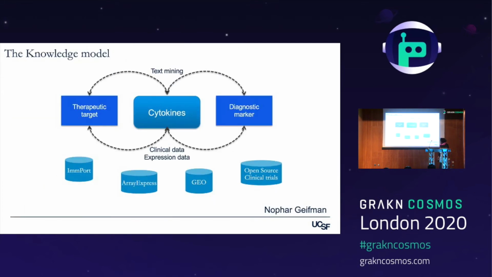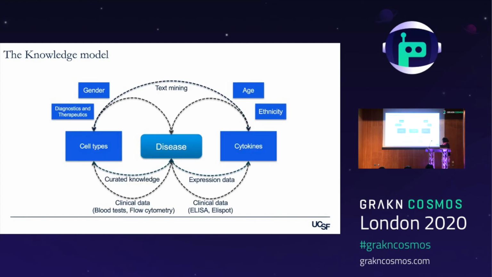I'll show you some results here. So this is a knowledge model. From the cytokines, we did text mining from this PubMed therapy, and we were asking questions about what is the role of the cytokine as a therapeutic target or a diagnostic marker, and the clinical data and expression data we got from these databases, and we were trying to integrate.